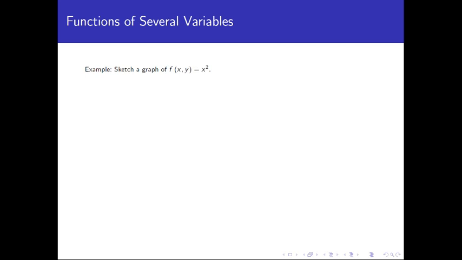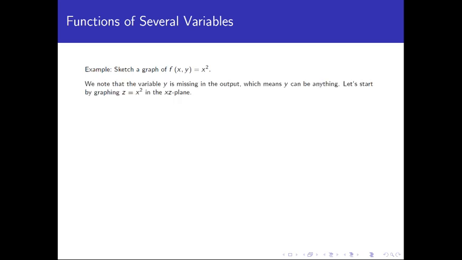Alright, so now let's talk about how we would sketch a graph of a function of several variables, and we'll do a couple of straightforward examples. So let's say we just had the sketch of f of x, y equals x squared. Notice this kind of reminds us of when we have a graph of a horizontal line or a graph of a vertical line where the variable is missing. In this case, the y value is missing. So that tells us y can be absolutely anything when we graph this. Okay, just keep that in mind.